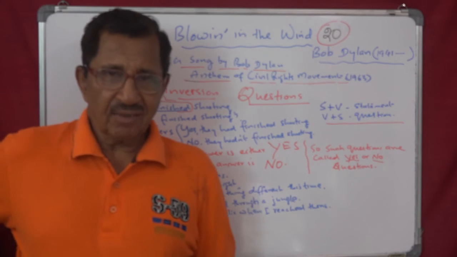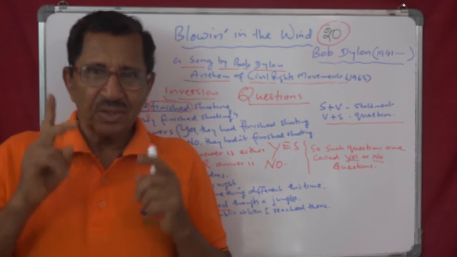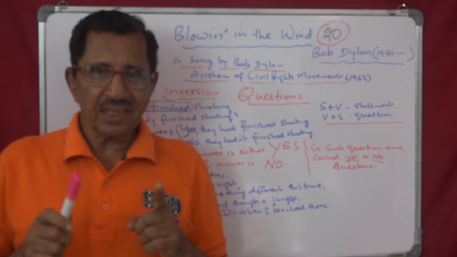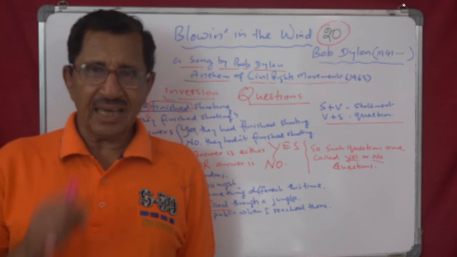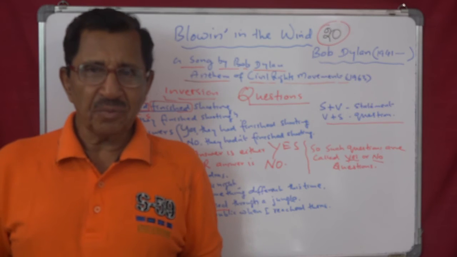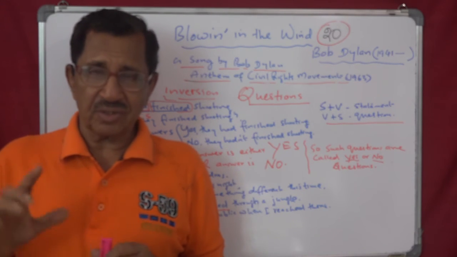So this is a very small exercise that we have done. I think now the two things are very clear to you. One, what do you mean by a yes or no question? A yes or no question means the answer will be either yes or no. How do you form a yes or no question?